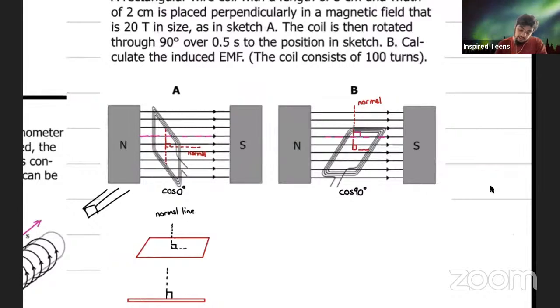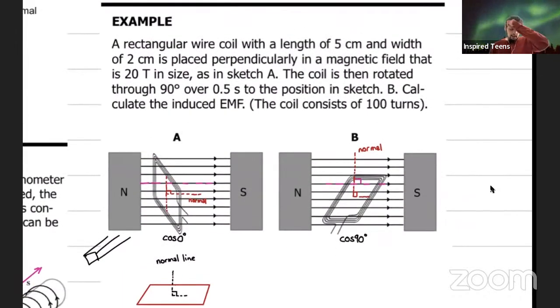This example says a rectangular wire coil with a length of 5 centimeters and a width of 2 centimeters is placed perpendicularly in a magnetic field that is 20 T in size, as in sketch A. The coil is then rotated through 90 degrees over 0.5 seconds to the position in sketch B. Calculate the induced EMF. The coil consists of 100 turns.